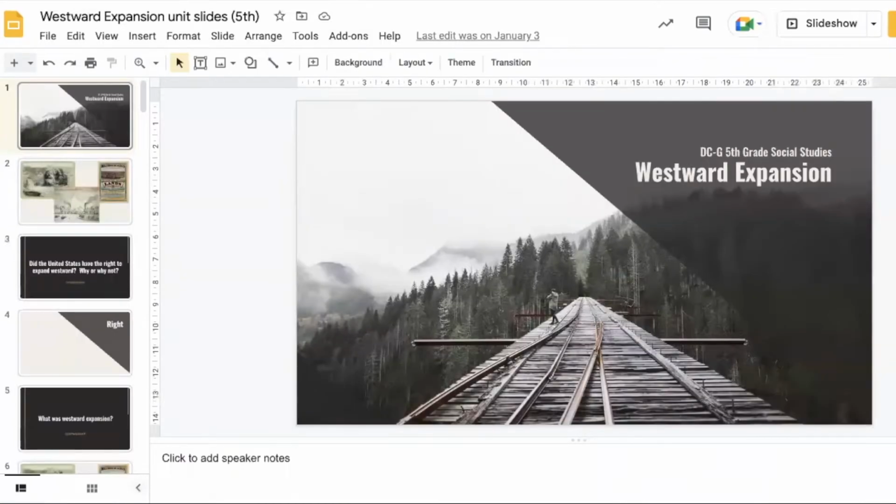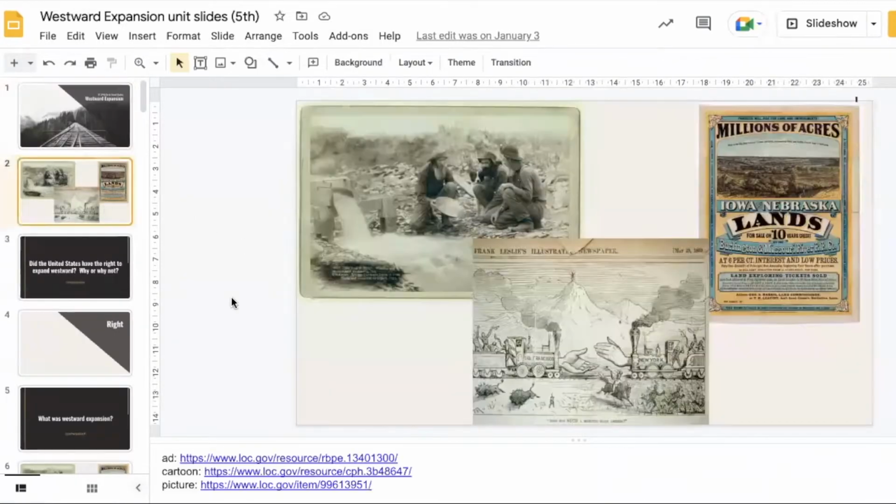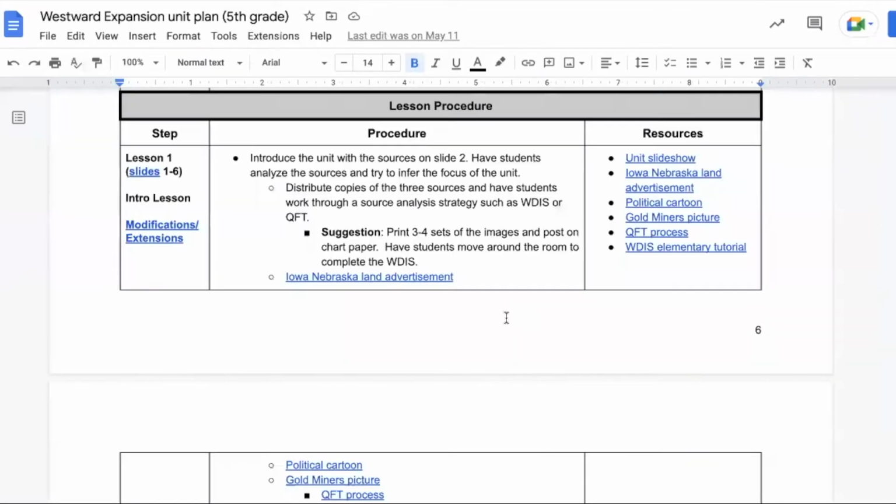There is a unit slideshow that you can use to help move through the unit. And lesson 1 begins with having students complete a WDIS, or a what do I see, of these different images. You could use it just on the slide, but it would probably work best to have copies of the 3 sources and have students move through and mark what they notice and perhaps generate some questions.